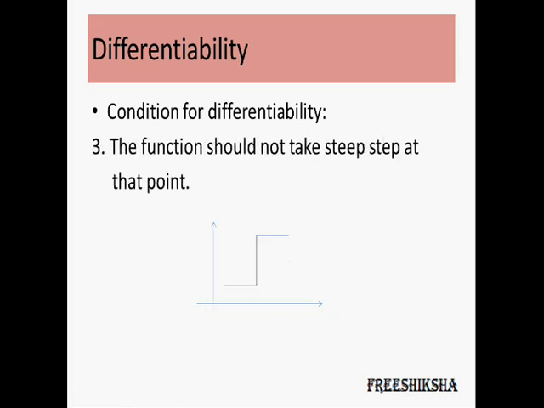And you have a third condition which says the function should not take a steep step at that point. If you're calculating the differentiability at this particular point, then you would be able to find the tangent at this point, which is like this, parallel to it. But the point is that if you try to find the slope of this tangent, it's going to be infinity, which is not a finite value. Remember, you have to have a finite slope value. So this is not finite, so we again say that the function at this particular point is not differentiable.